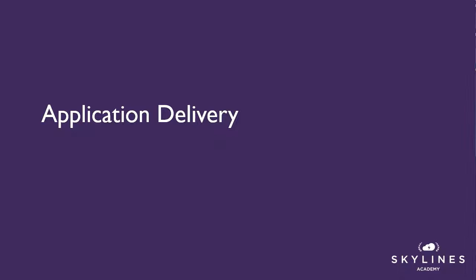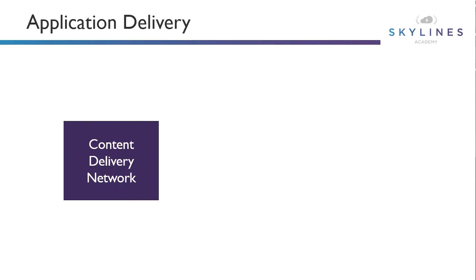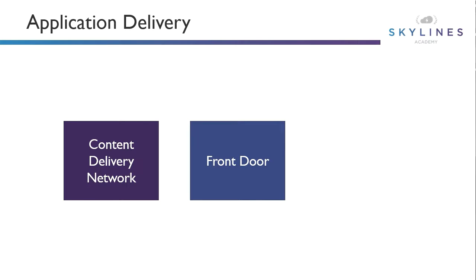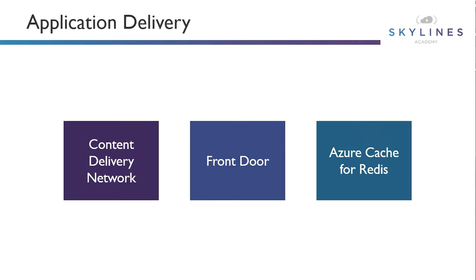In this section, we're going to talk about a few of the different ways that we can deliver our applications to our users. When we are serving content from our applications, there are a number of tools that Azure provides to help us ensure we are securely and efficiently delivering that content. We're going to discuss Content Delivery Networks, or CDNs, Azure Front Door, as well as Azure Cache for Redis.